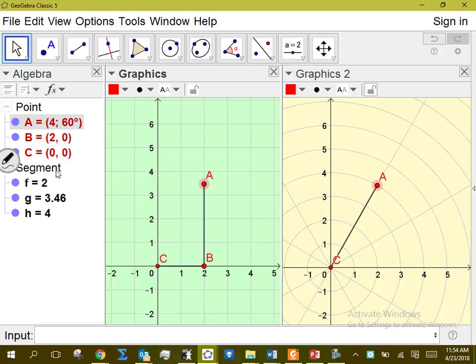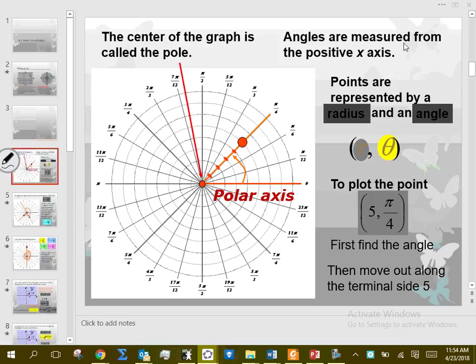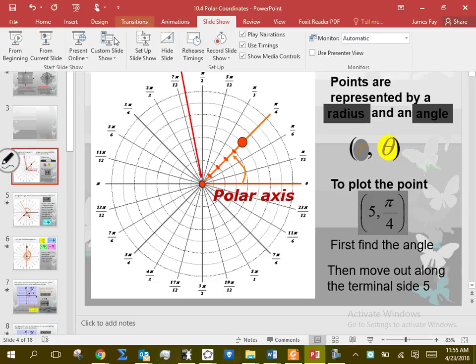Now, GeoGebra has a little bit of a difference, because if I type in 4 comma 60 degrees, it doesn't know what to do. So it uses a semicolon. Don't worry about that. We still use commas when we write stuff by hand.